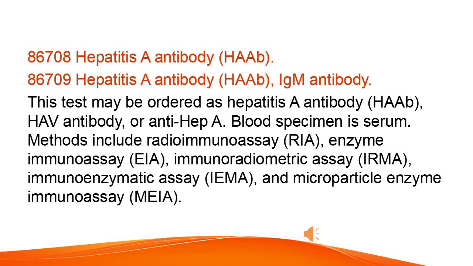Hepatitis A antibody, HBeAb. Hepatitis A antibody, HBeAb, IgM antibody. This test may be ordered as Hepatitis A antibody, HBeAb, HAV antibody, or anti-Hep A. Blood specimen is serum. Methods include radioimmunoassay, RIA, enzyme immunoassay, EIA, immunoradiometric assay, IRMA, immunoenzymatic assay, IEMA, and microparticle enzyme immunoassay, MEIA.